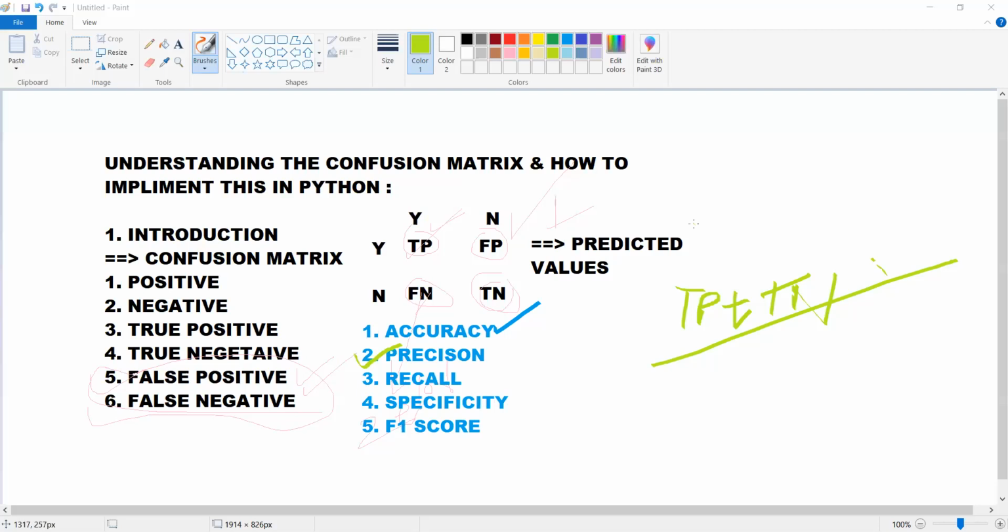Okay, so today we are actually out of time. In the next session of confusion matrix, we will discuss more about the specificity, about the F1 score, and how to code it in Python. Those things we will discuss.